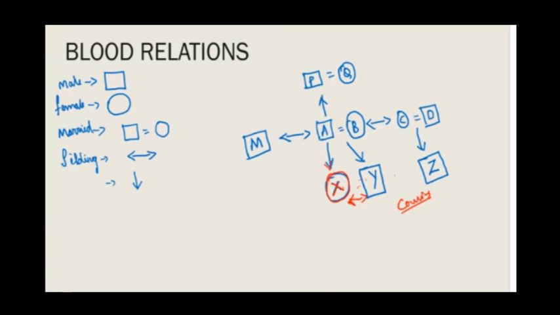Right? Now, what is the relation of C with respect to Y? With respect to Y, C is nothing but aunt. Now, with respect to C, what is Y? Y is nothing but C's sister's son. What do you call sister's son? That we call nephew. If it is a male, we call it nephew. If it is a female, we call it niece. Getting it?